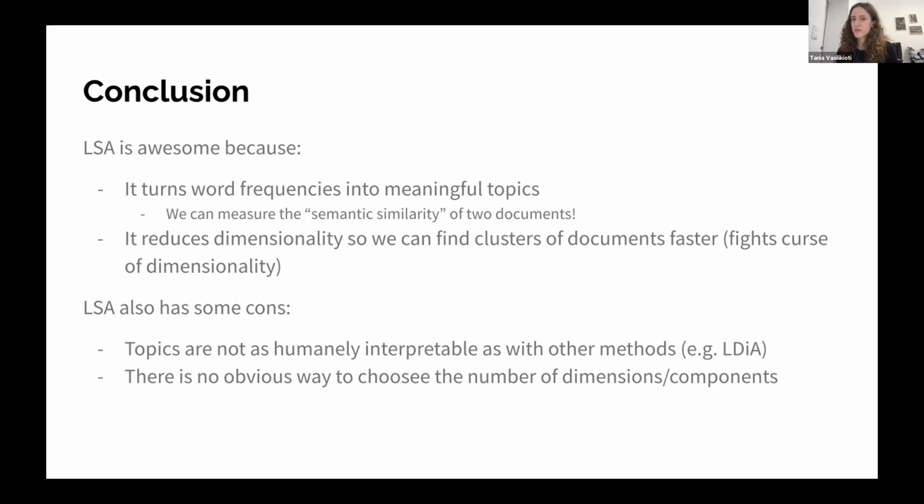You can use this number of components as a parameter that you tune, and the better your model is. So you choose this number of components or dimensions based on the one that maximizes the performance on the next task, so on the classification, for example. And that's it. Hope it wasn't too complicated.